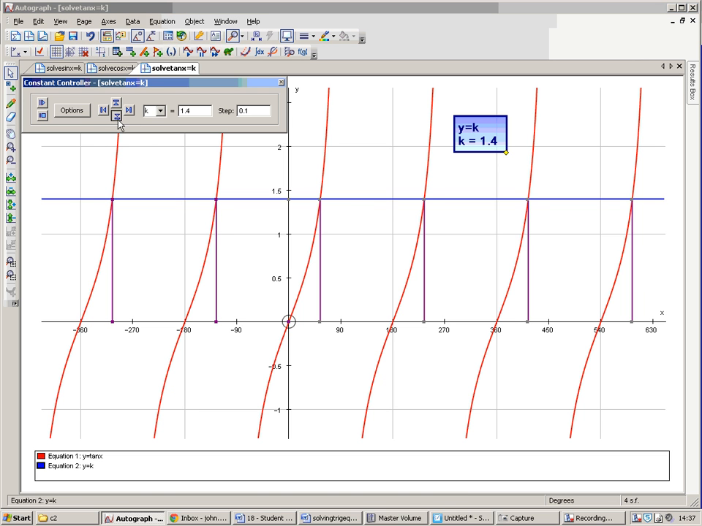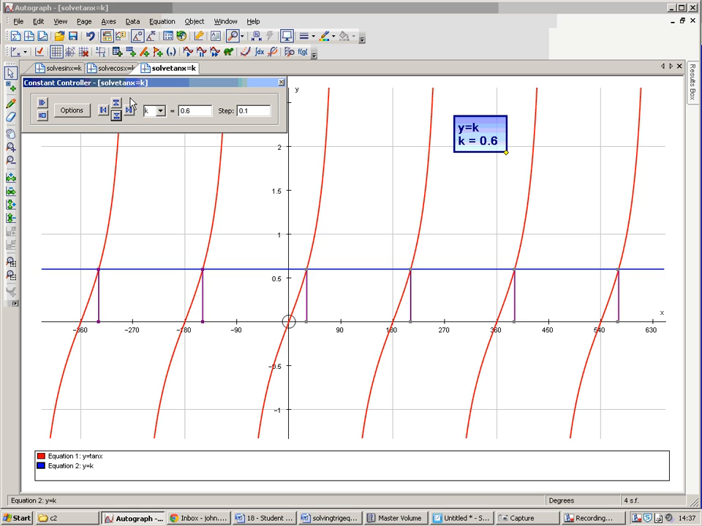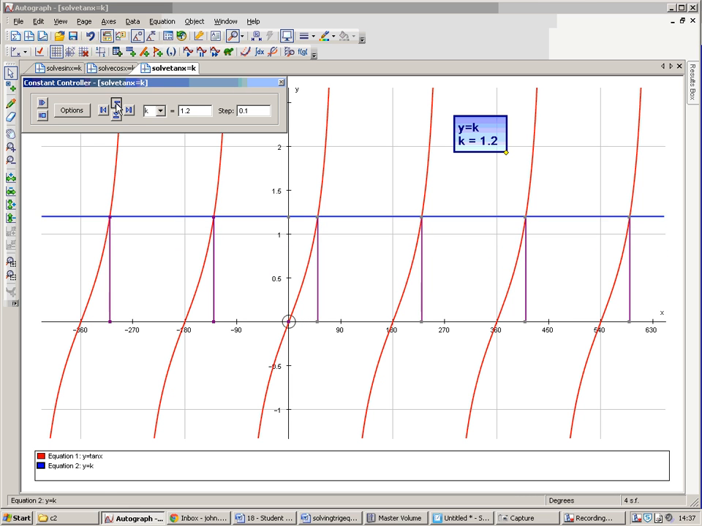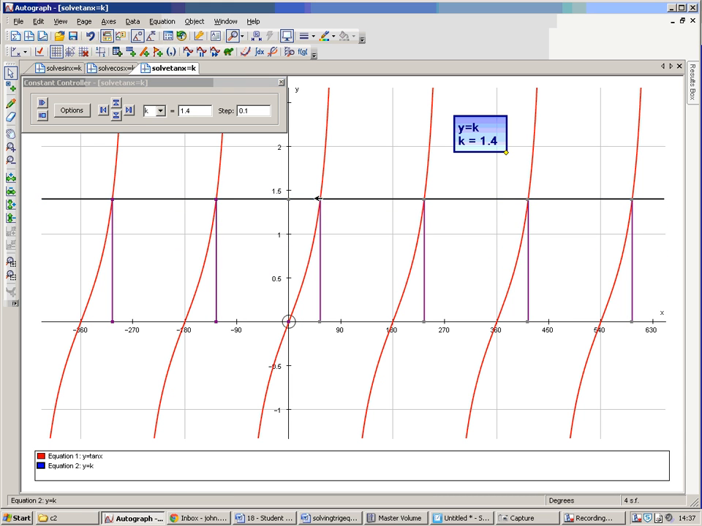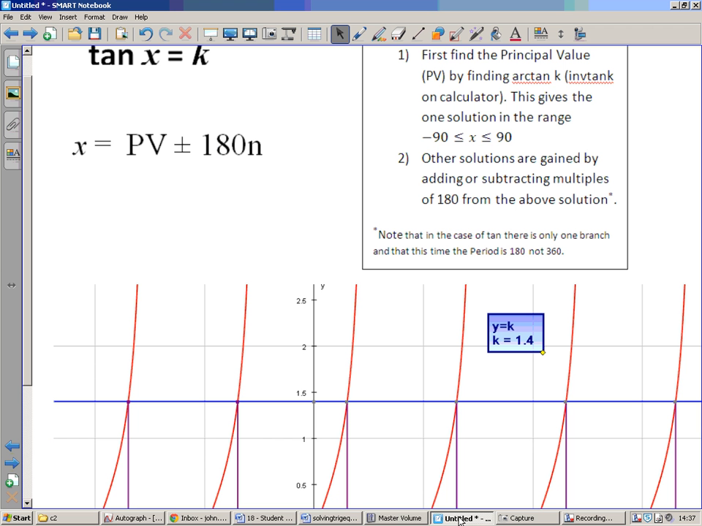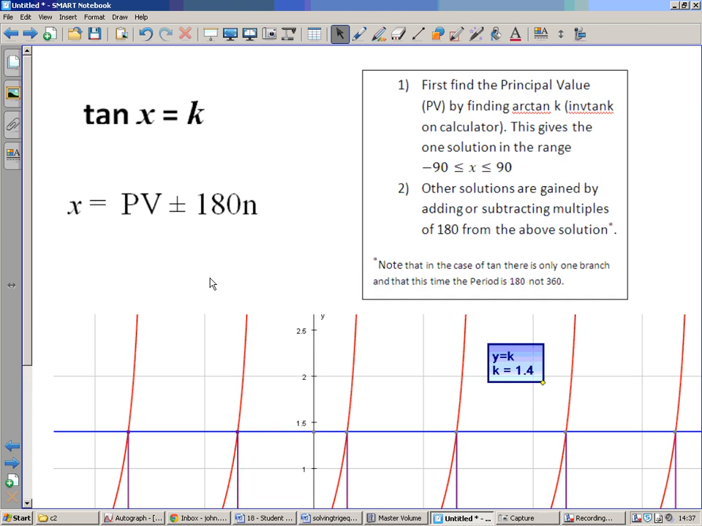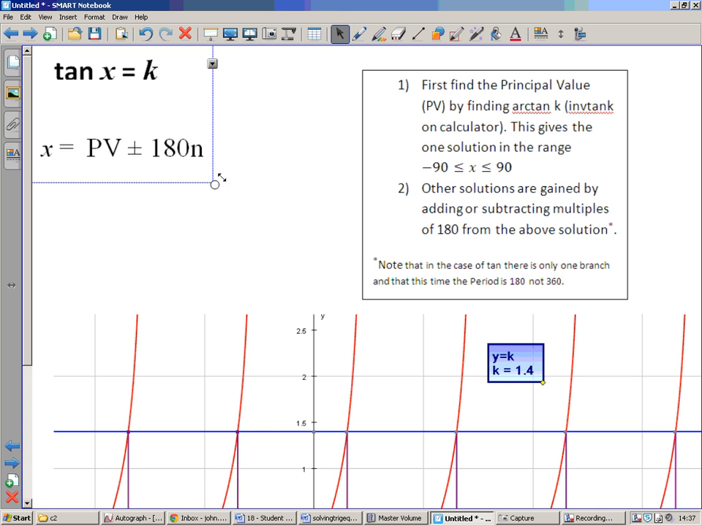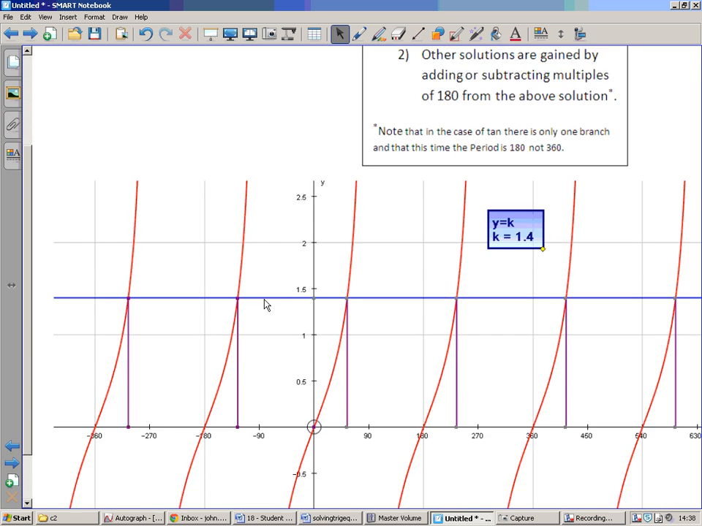it's easier because, as you'll notice, the space is always 180 between any two possible solutions. Between here and here, it's 180. Between here and here, it's also 180. So there's a period of 180, and there aren't these two different branches as there were before. So basically, all we need to remember this time is that once we have our principal value, we just add and subtract lots of 180 from that.